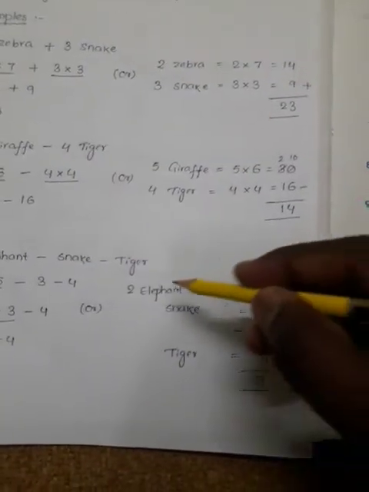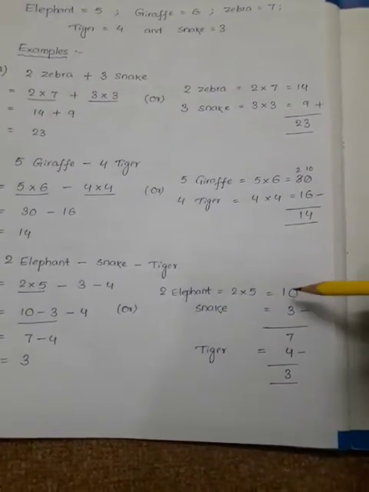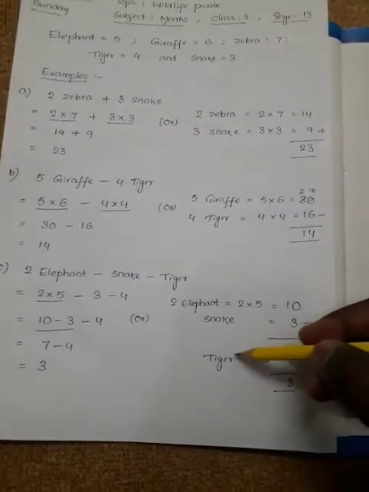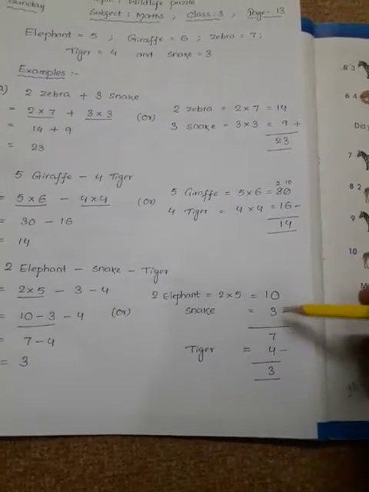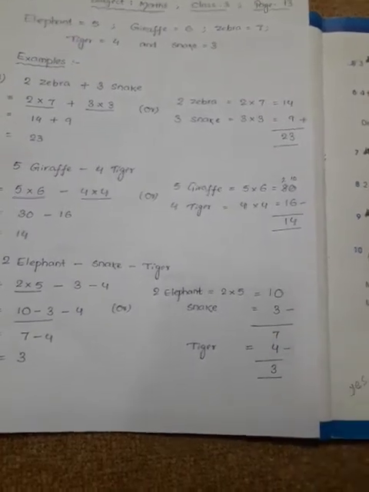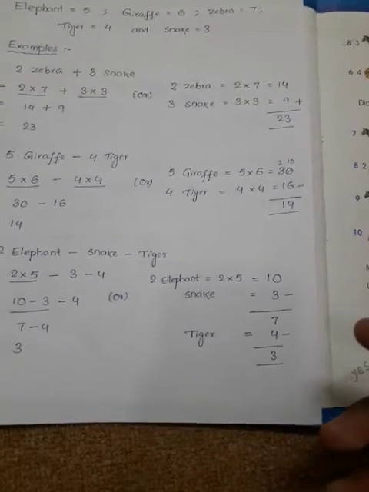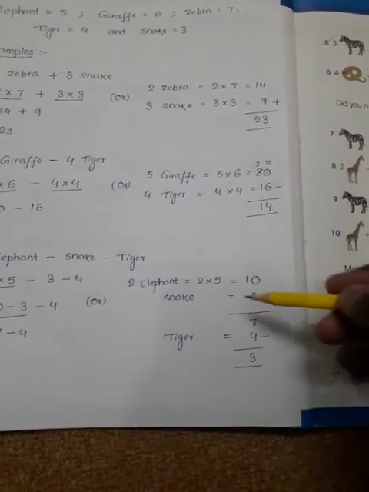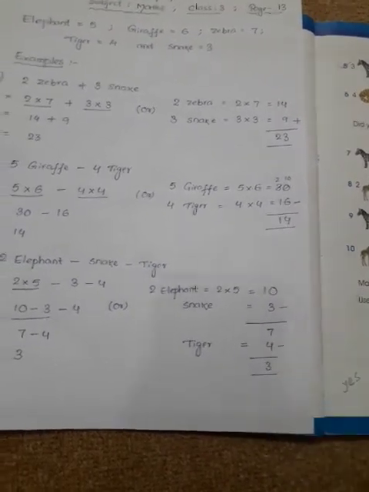Or you can do it like this: 2 elephant means 2 multiplied by 5 equal to 10, and snake is 3. Then subtract 10 minus 3, which is 7. After that you subtract the tiger value from the number you got. So 7 minus 4 equal to 3. Don't subtract all together, because subtraction is only possible between two numbers.